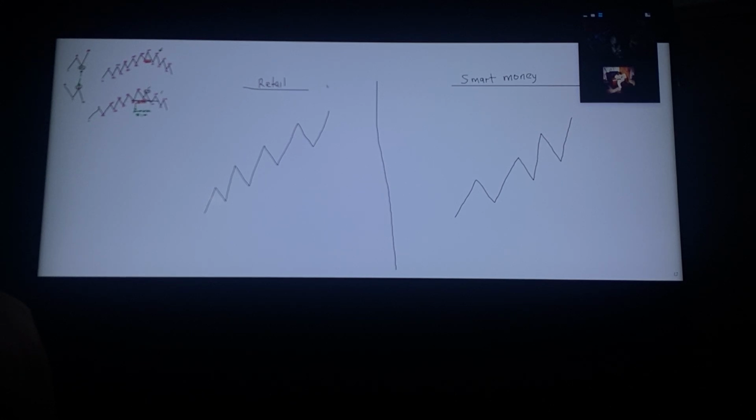Now, after the trend comes the differences between the two of them. The first difference between smart money and retail trading is that retail traders see support and resistance. Resistance becomes support. Whereas smart money or institutional traders see order block.